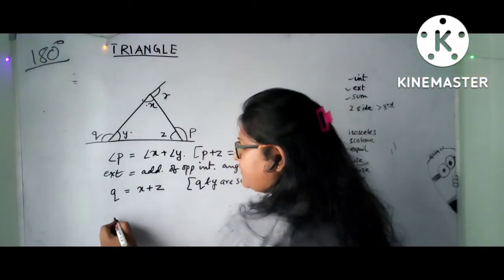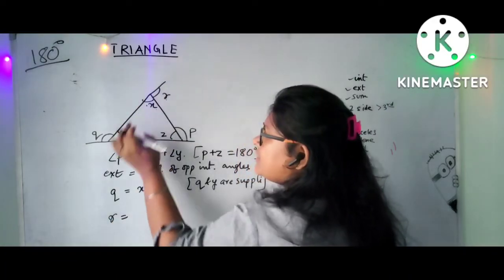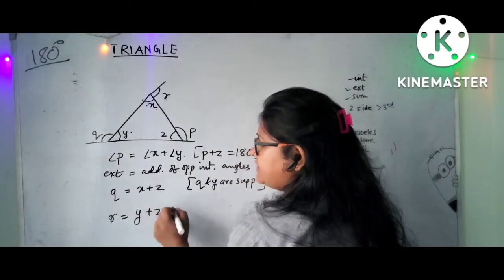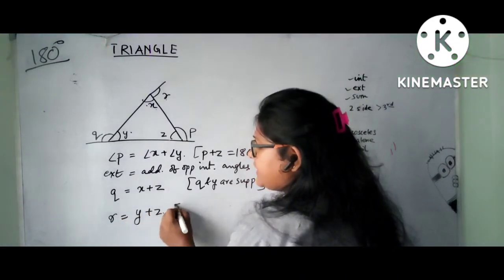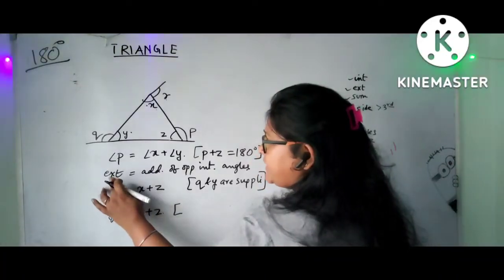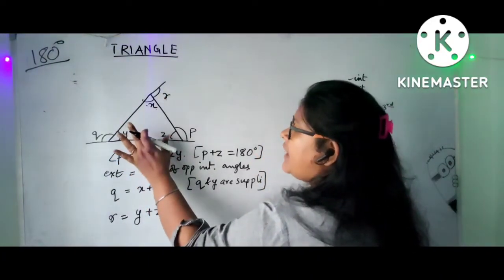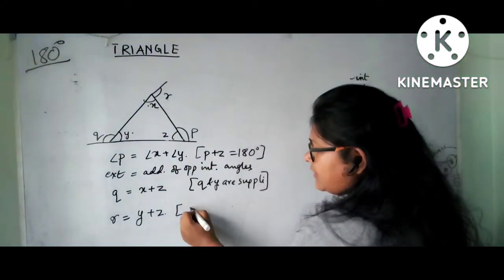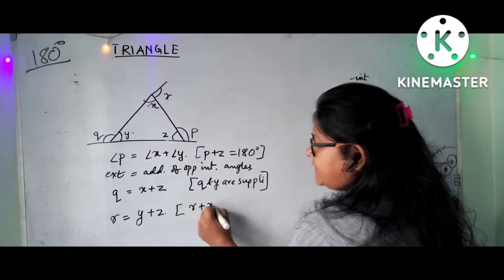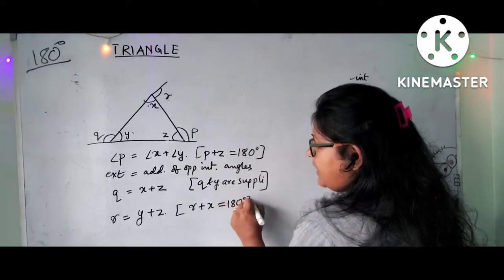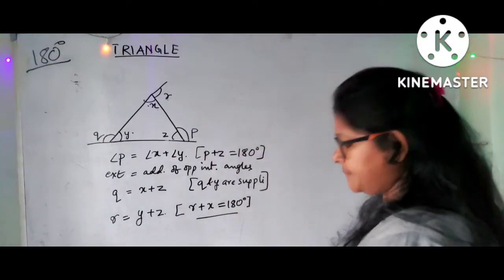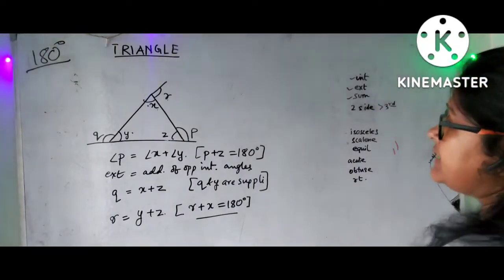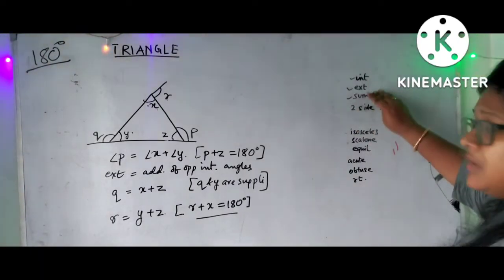In case of R, what will I write? R is equal to the addition of the opposite internal angles, that means Y plus Z. So R is equal to Y plus Z. Why? Because I know the external angle R is opposite to Y and Z. Okay? What about X and R? My R and X are a linear pair and they are supplementary. Clear?